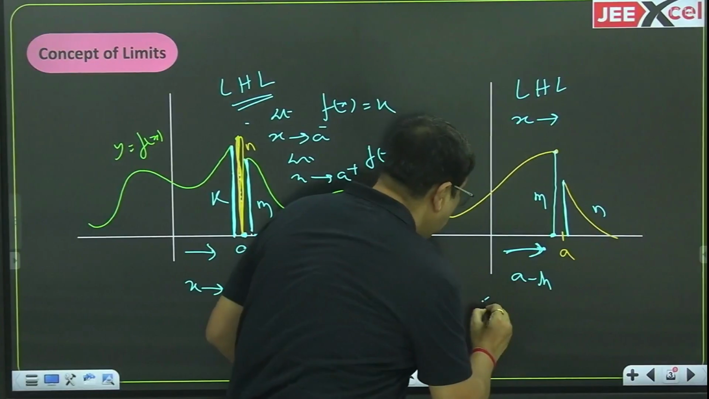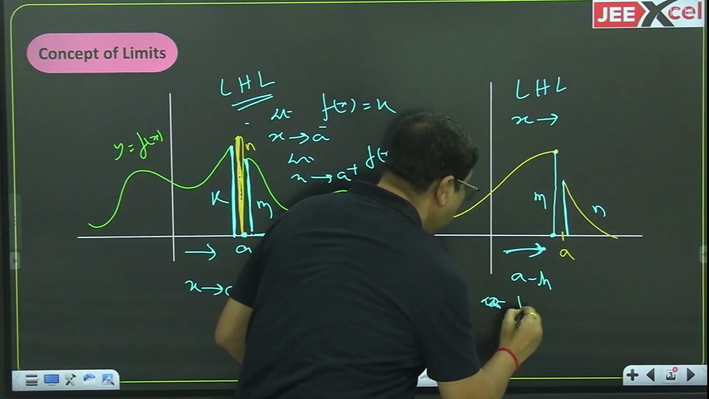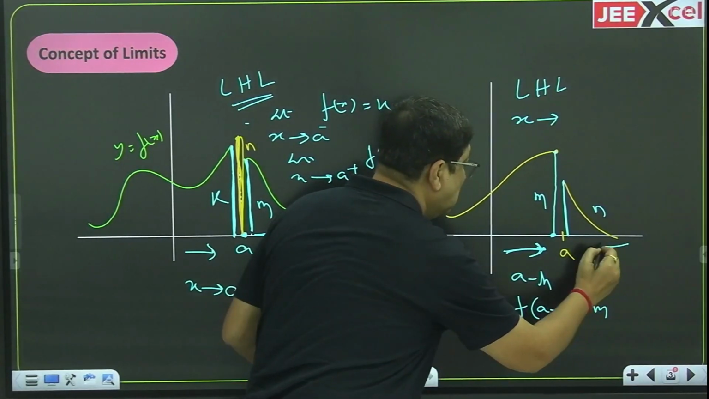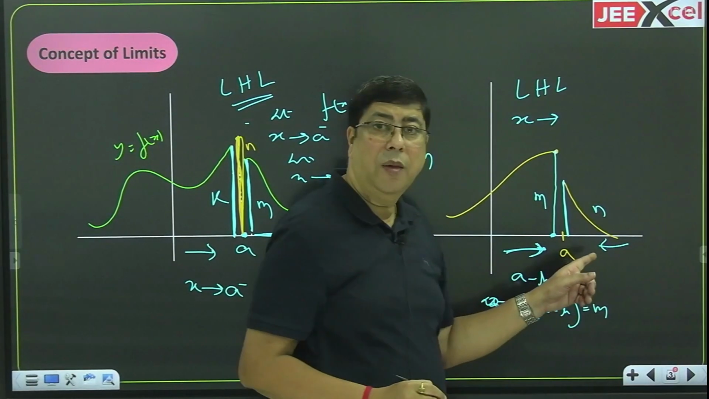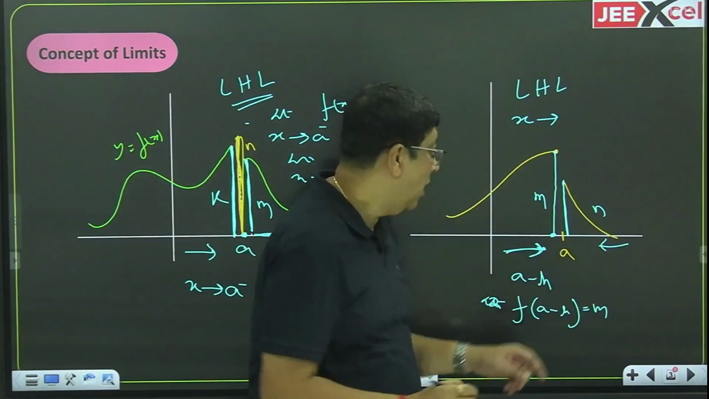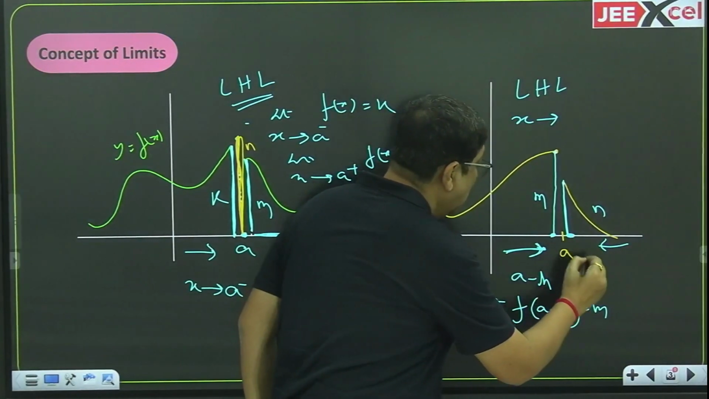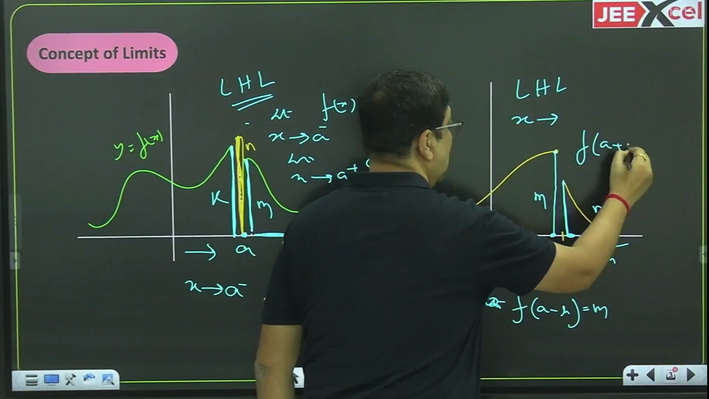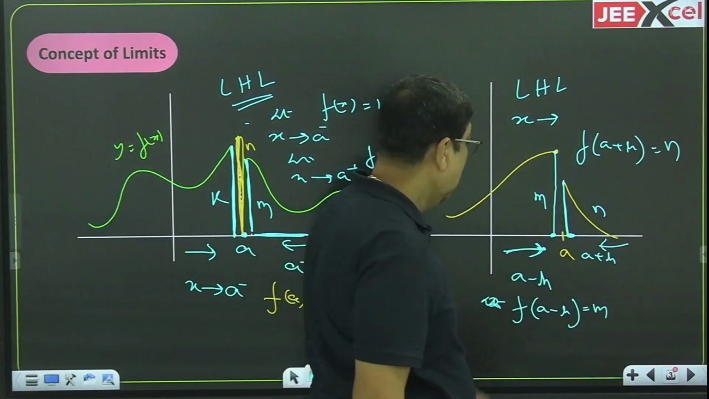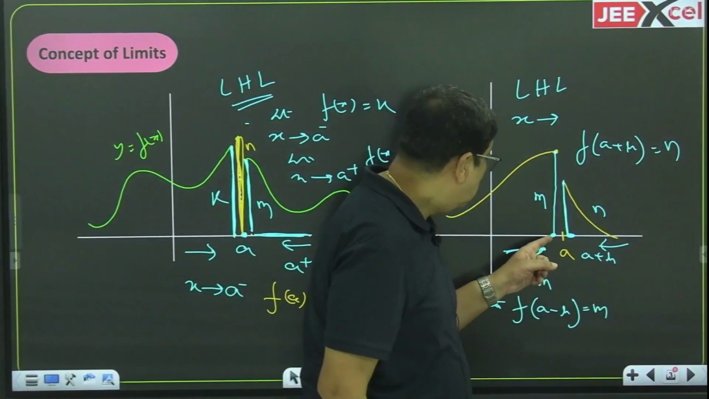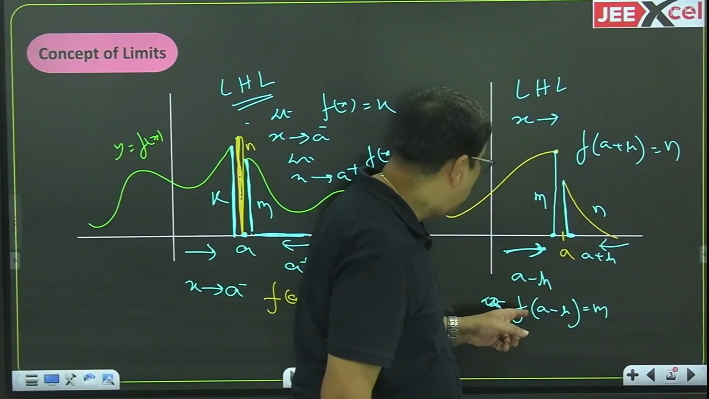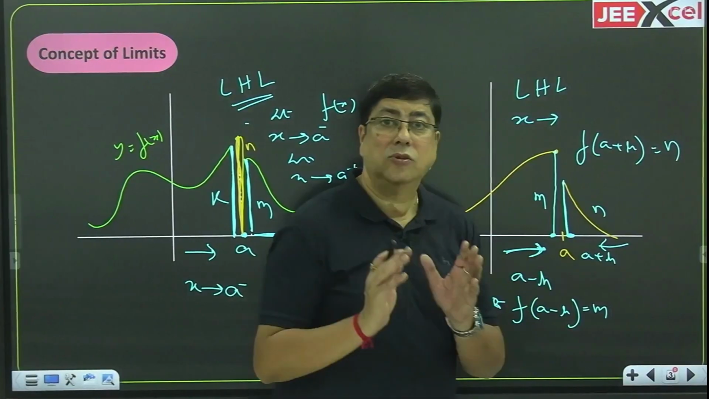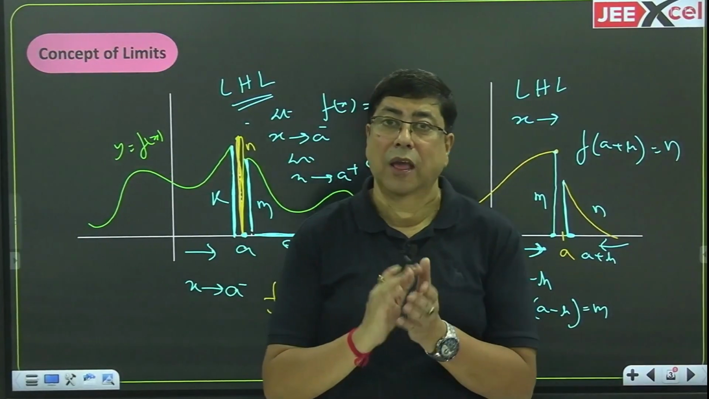So the limit of f of, we can say, a minus h, suppose it is m. And similarly, when x is coming from the right-hand side, suppose this is a point, this is a plus h if we give the name, then the limit of f of a plus h is equal to n. So in this case, everybody see, the left-hand limit is m and the right-hand limit is n. So this is the concept of left-hand limit and right-hand limit.